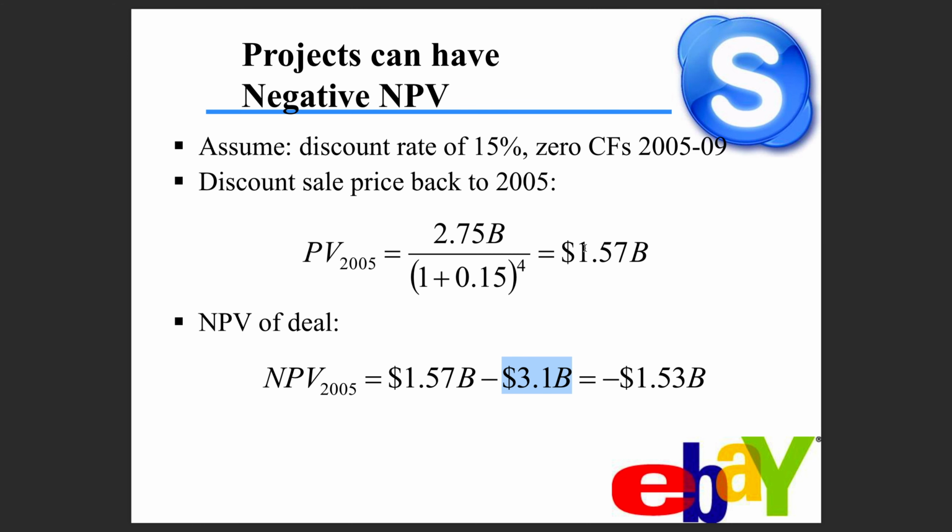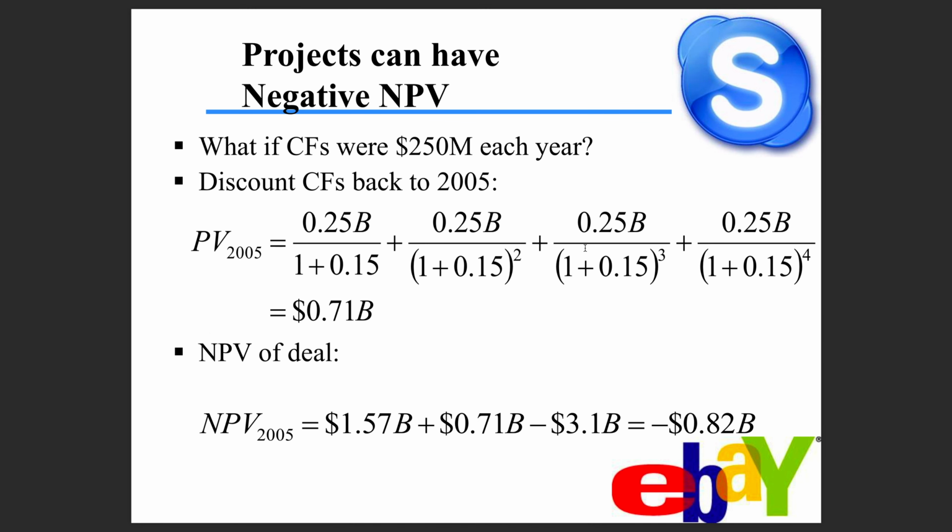How would the situation change if during the time that eBay owned Skype, Skype produced 250 million of annual cash flow each year? Again, we would calculate the present value of this cash flow back to 2005 dollars. And so here is the discounting of these cash flows. The cash flow stream would produce an additional $0.71 billion in 2005 dollar terms. However, NPV is still negative.